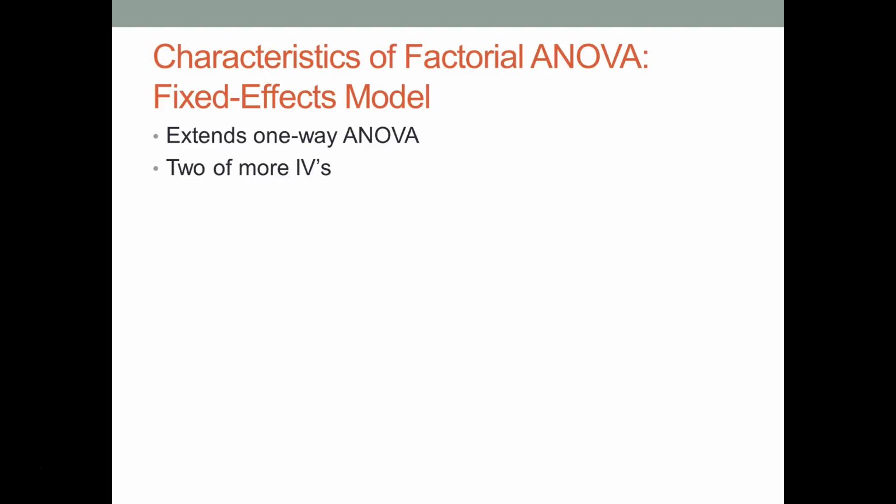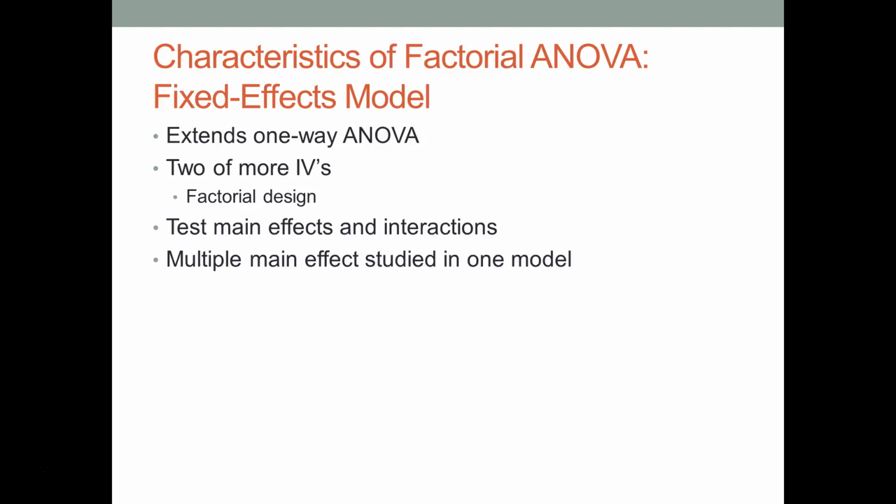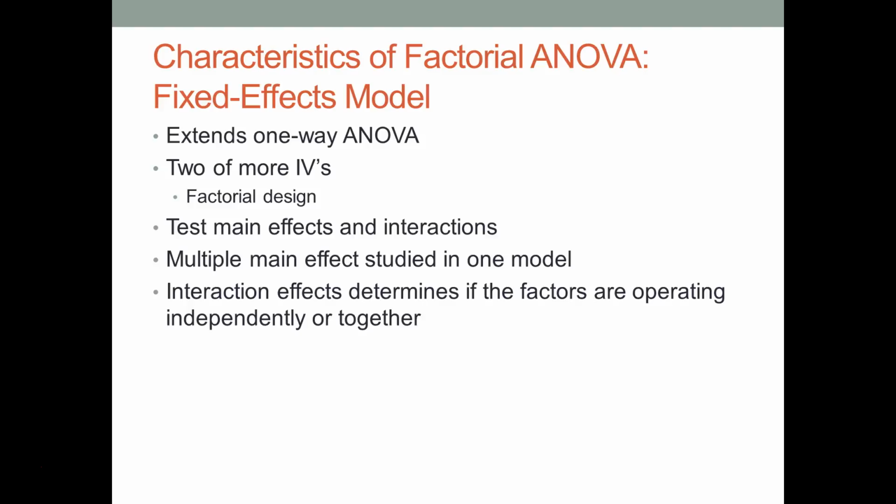We extend one-way ANOVA. In this case, we have two or more independent variables. Most of the time in class, examples are going to be two. Maybe we'll do three independent variables, but you can have as many as you find reasonable. You're going to have trouble if you start putting in four- and five-way interactions, trying to explain what those are. But when you have two or more independent variables, we have a factorial design. We can test the main effects and interactions. Multiple main effects can be studied in one model, which is very advantageous.